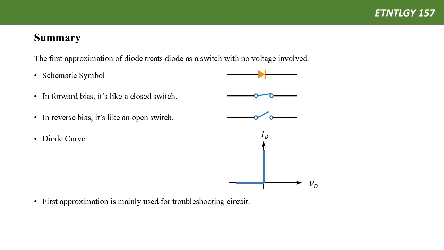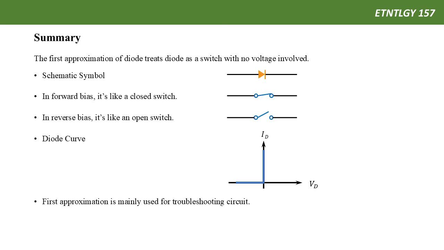In summary, the first approximation of diodes treats diodes as a switch and no voltage involved. The schematic symbol for the first approximation is just the diode symbol. Actually, it's the same symbol used for the second and third approximations. In forward bias, it's like a closed switch. In reverse bias, it's like an open switch.